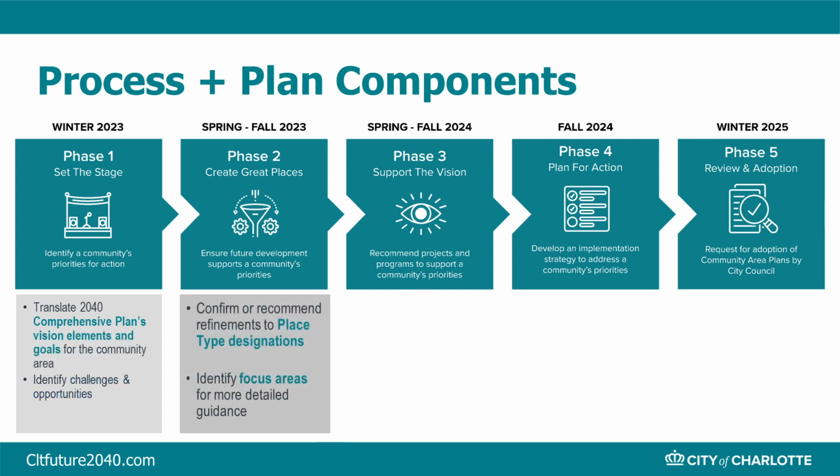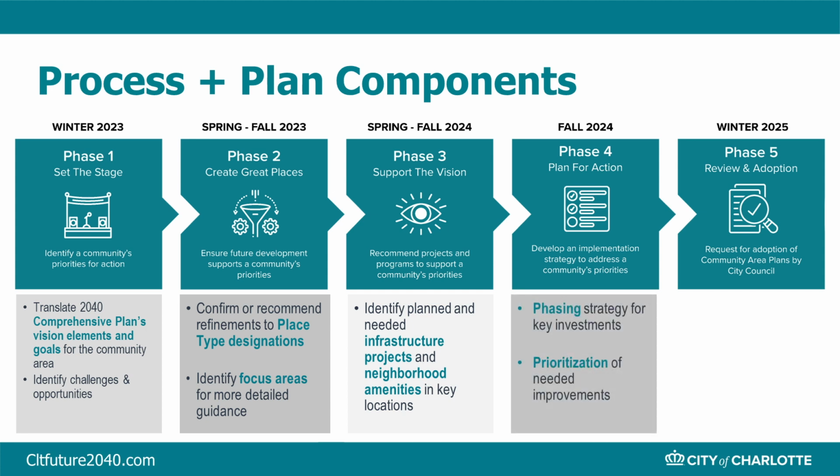In Phase 2, which runs throughout 2023, we will ensure future development supports the community's priorities by reviewing and refining the place type designations on the 2040 policy map. We may also identify additional land use or design guidance needed for key locations. In Phase 3, which begins and runs throughout 2024, we'll work with interdepartmental partners, such as the Charlotte Department of Transportation and Housing and Neighborhood Services, to identify infrastructure projects and supportive programs that are necessary for realizing the community's vision.